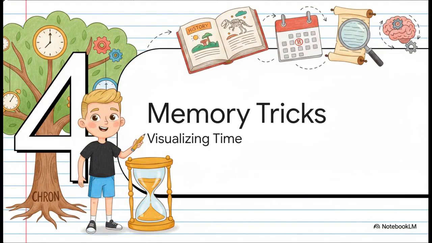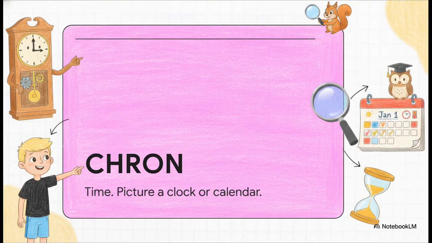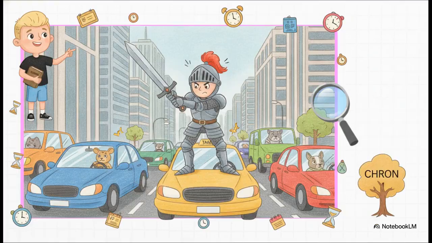Which brings us to section 4, memory tricks for chrono. Let's visualize time. First up, you need a solid mental anchor. Whenever you see C-H-R-O-N, you've got to picture the time scene. Literally close your eyes and imagine a giant ticking clock or a big flipping calendar. That is your baseline. Now think about an anachronism. It's something totally out of its correct time.